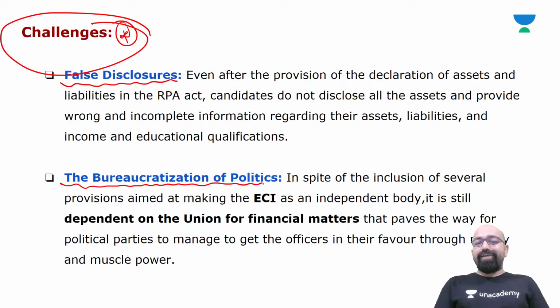Then, the bureaucratization of politics. In spite of the inclusion of several provisions aimed at making the Election Commission of India an independent body, it is still dependent on the Union for financial matters, that paves the way for political parties to manage to get the offices in their favor through money and muscle power.